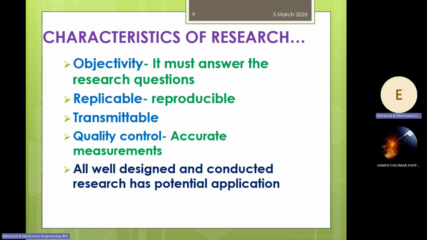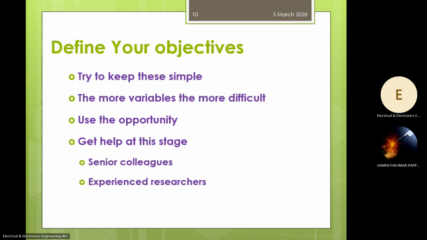And another thing: objectivity, replicable, transmittable, and quality control. Objective means why we study that particular subject, so it should result in answers to the research questions. Replicable means reproducible. Quality control means accurate measurements.